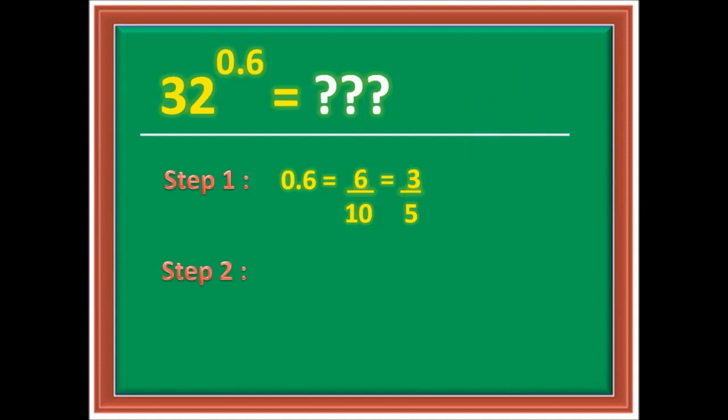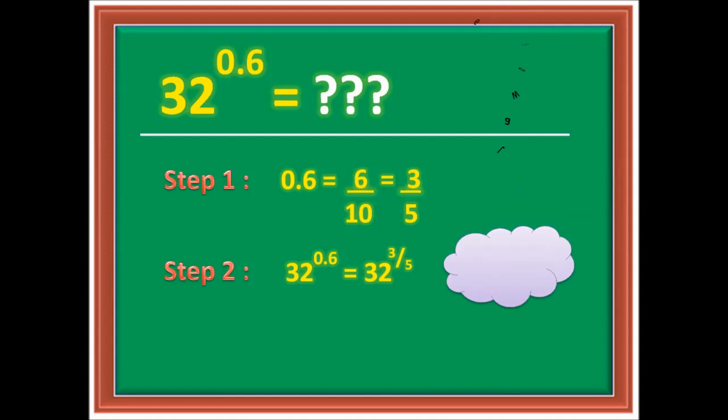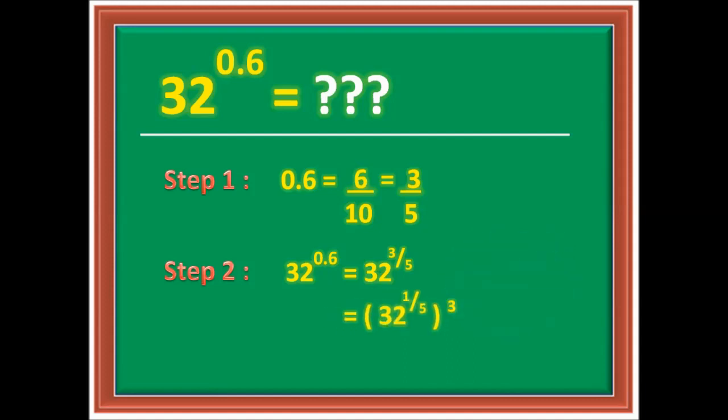Step 2. Now apply the decimal value 0.6 as 3 by 5. Using law of exponent we get 32 power 1 by 5 whole power 3. That is 5th root of 32 whole power 3.